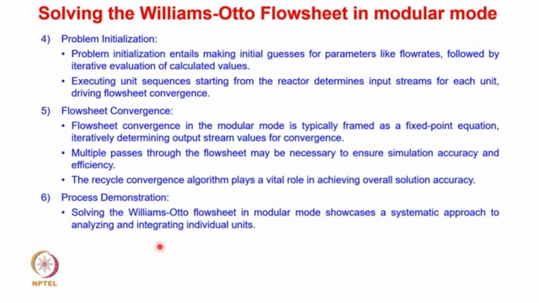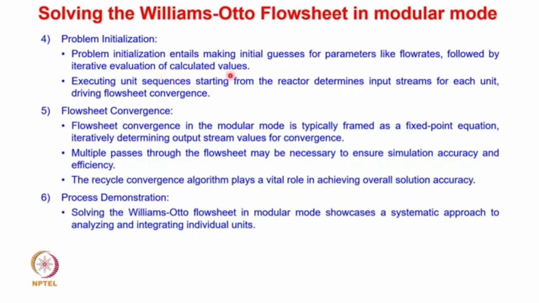Okay. So problem initialization entails making initial guesses for parameters like flow rates. Remember, that is what I said: initial flow rates in the recycle stream that you have to assume, followed by iterative evaluation of the calculated values. Again you are going to calculate these flow rates in the recycle at the end, and then you have to perform the matching of that iteratively. Executing unit sequences starting from the reactor determines input streams for each unit, driving flowsheet convergence.